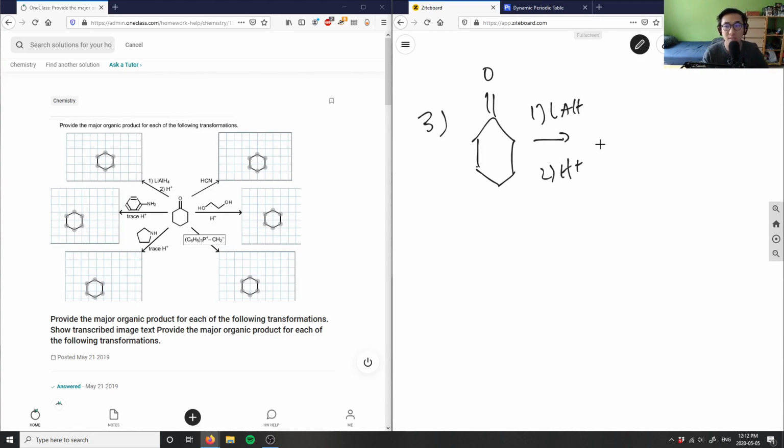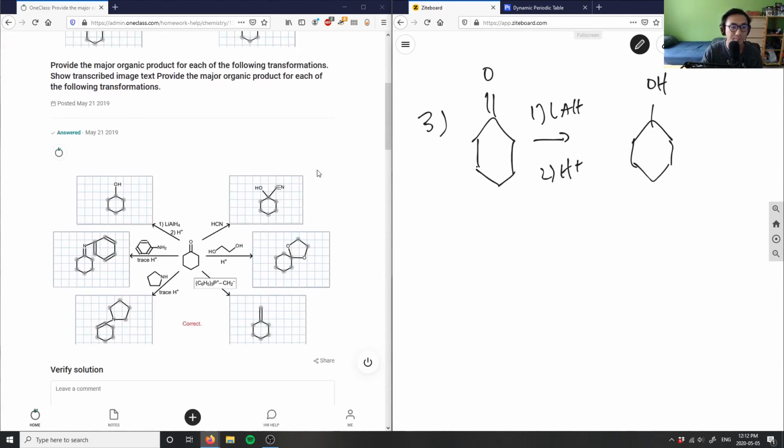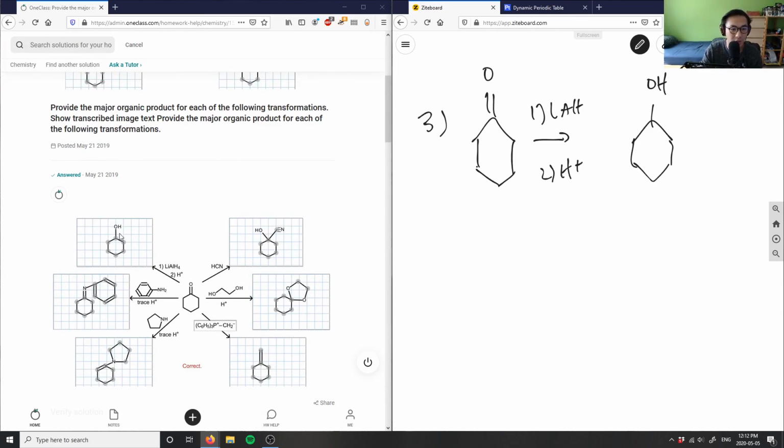So I'm going to reduce this ketone back into an alcohol. We know for a fact that the product for number 1 is a cyclohexanol, because we're reducing this carbonyl group back into an alcohol. This is our answer for number 3 here, and as you can see, they got it here as well. They reduced the ketone into an alcohol, so number 1 is correct.